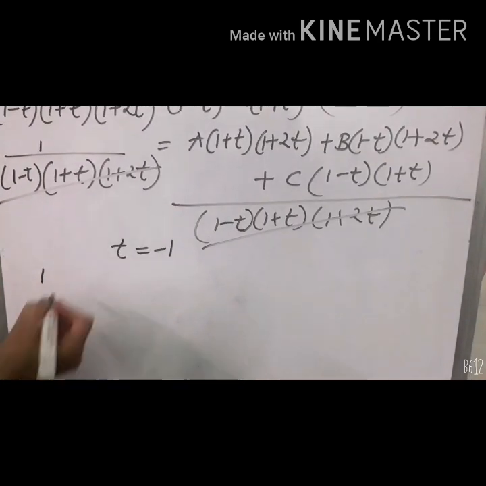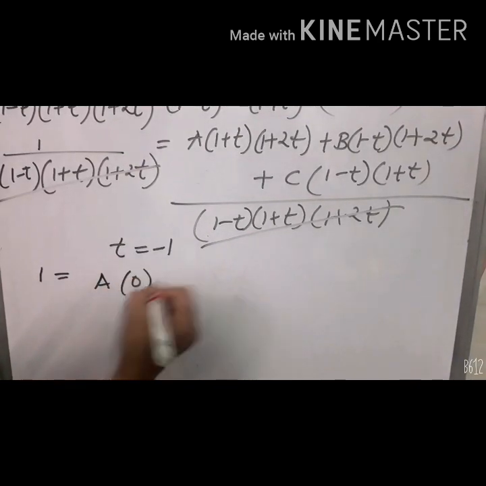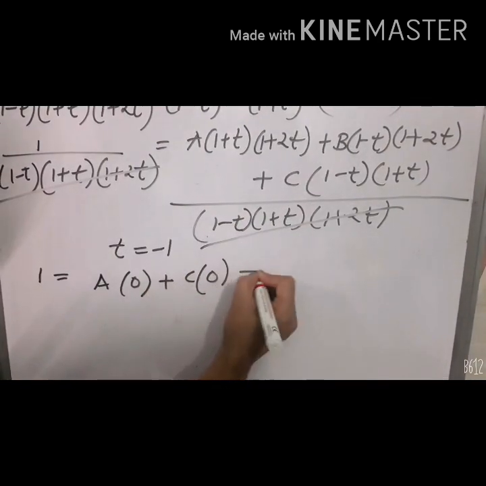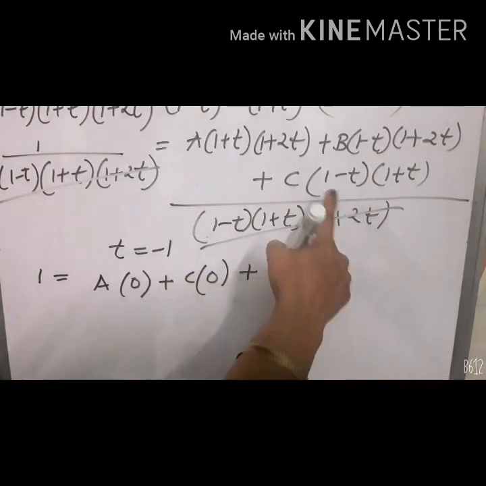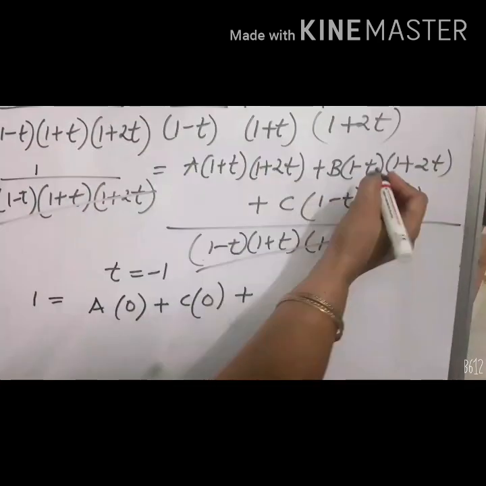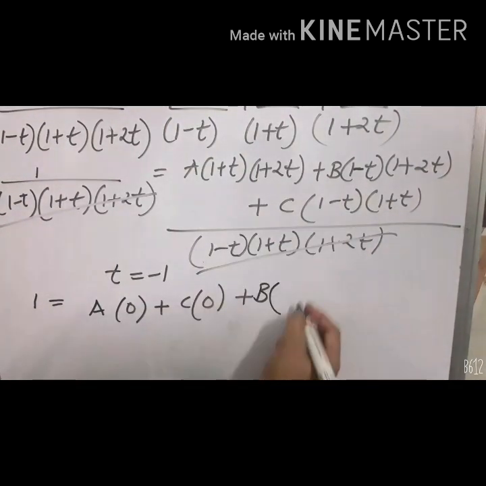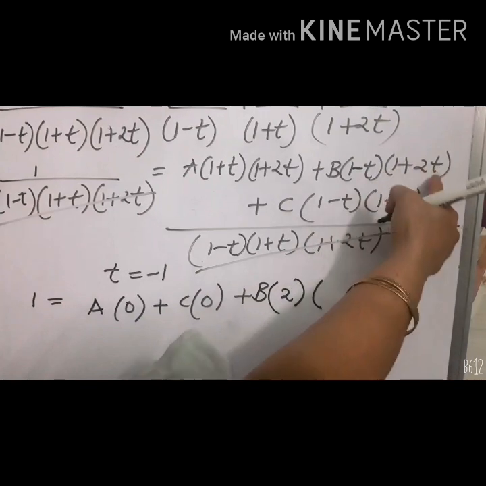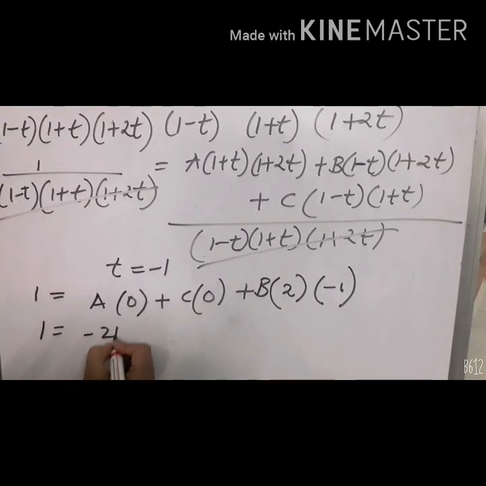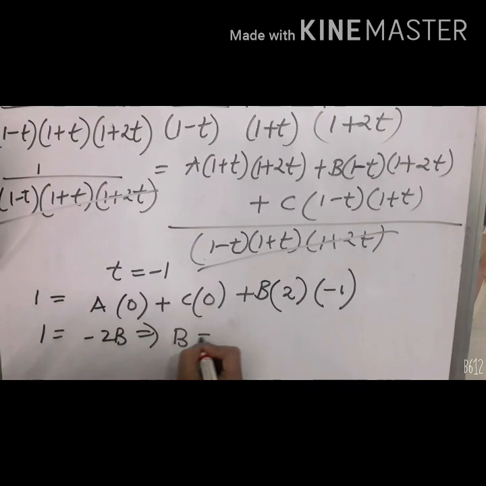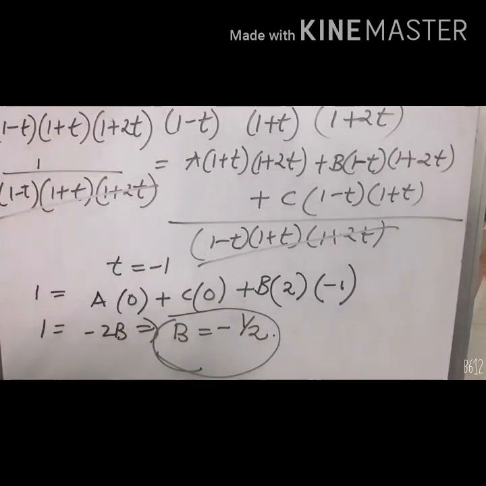In LHS, 1 is constant, nothing is there. So I will do it like this. So A becomes 0. Okay. Now C becomes 0. B will be 1 minus t, so it becomes 1 plus 2, and 1 minus 2 is minus 1. Fine. So 1 is equal to minus 2B, or B is equal to minus 1 by 2. This is one value. We got it.